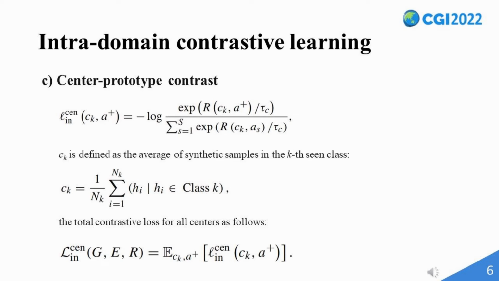Specifically, D is oblivious to the cluster structure of each class, such that the cluster of each class may be severely distorted despite a plausible marginal distribution. To tackle this deficiency, we propose a center prototype contrasting scheme to provide a stronger supervision signal for the generator learning, with the objective formulated as follows.